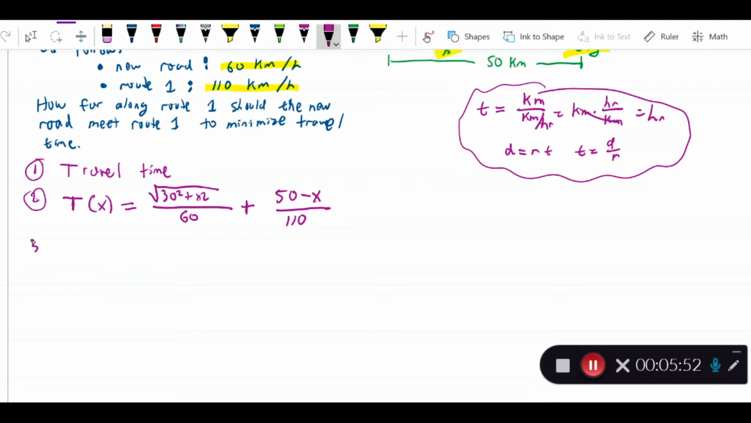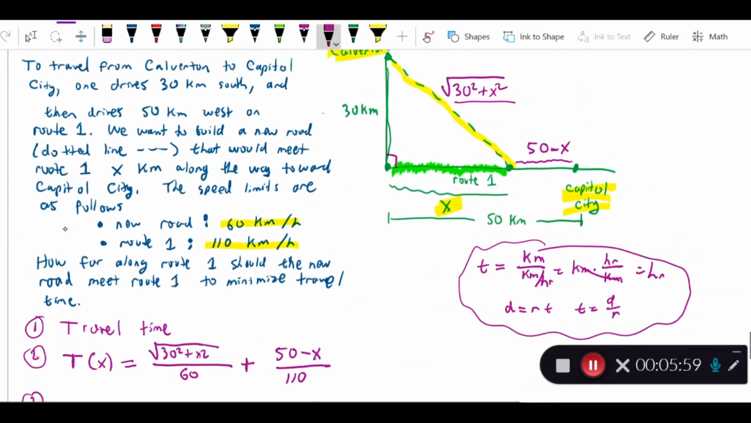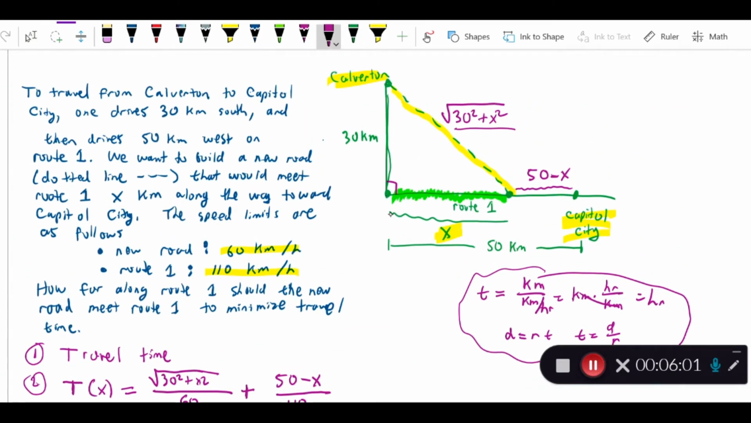Now let's find the domain of t of x. We now have the expression for t of x. So what is its domain? You can read that off the geometry of the problem.